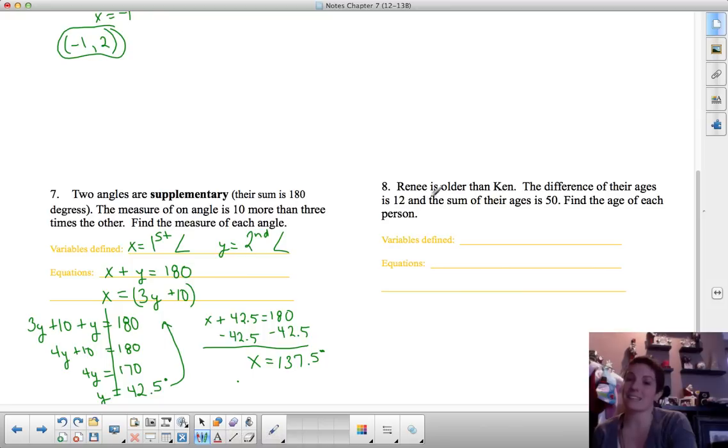I think number 8 is an easier problem. I think it's also probably one that you're going to do with elimination. Why don't you define your variables, write your equations, and then restart the video to see if you did that right, and then I'll have you pause it again to see if you solved it correctly. So define your variables and write your equations.